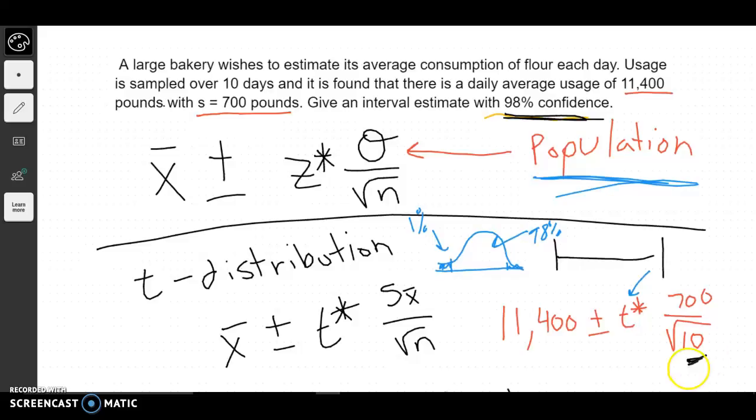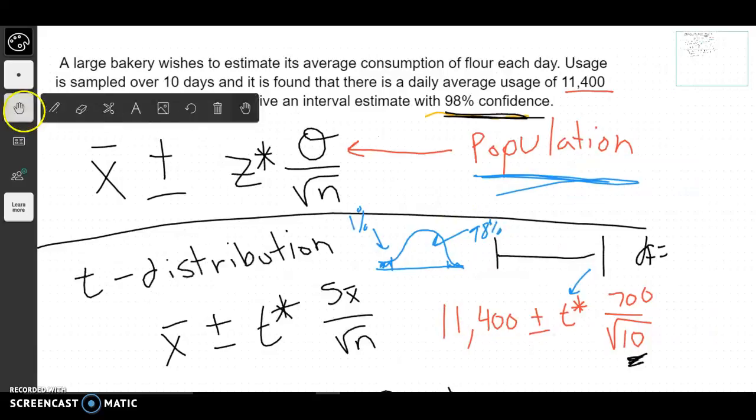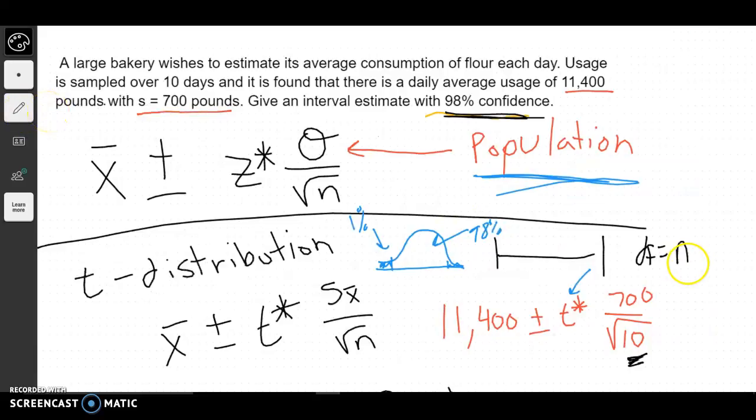Here's how we use the sample size. We're going to use this thing called degrees of freedom. The bigger your sample, the more freedom you have. The smaller your sample, the less freedom you have. Here's how you find degrees of freedom. You take your sample size and subtract 1.